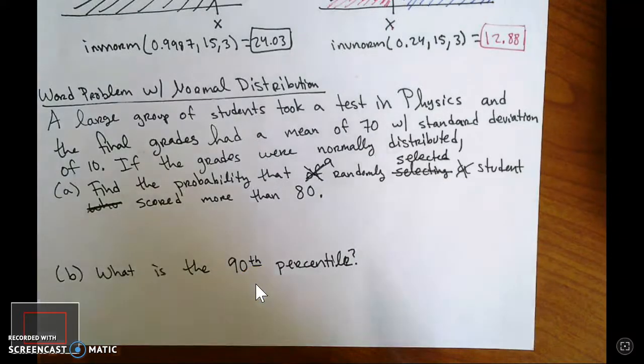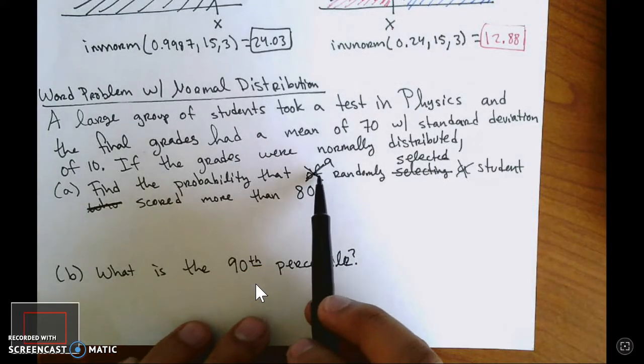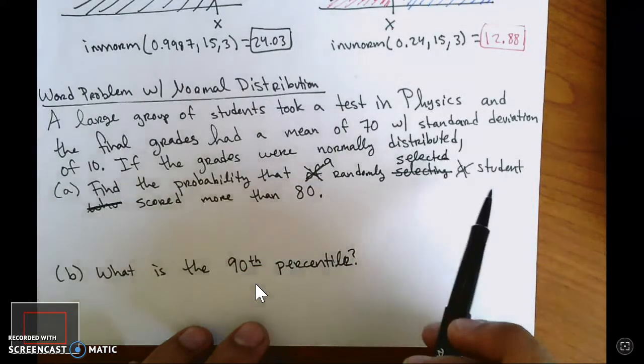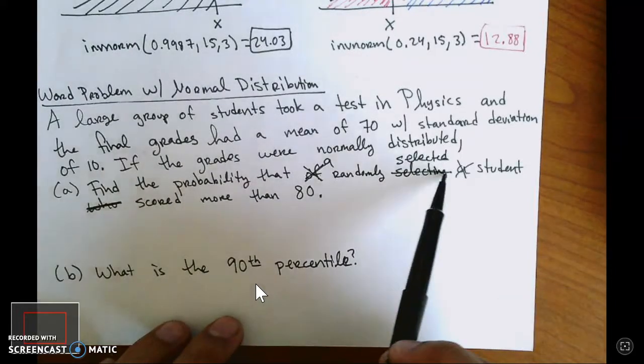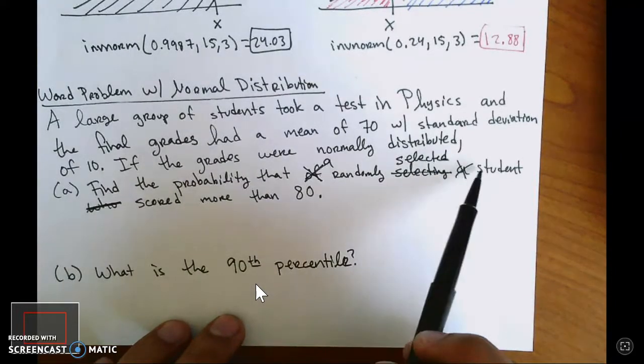Okay, so I had to do minor corrections, right? So get rid of that "of", because then or else it wouldn't make sense, right? Get rid of that "selecting", that should be "selected". Get rid of that "a" and "who".